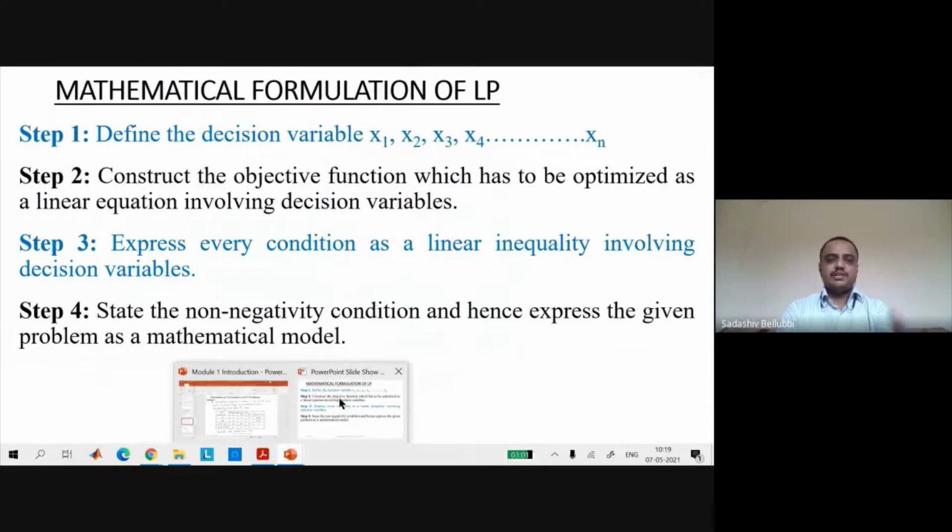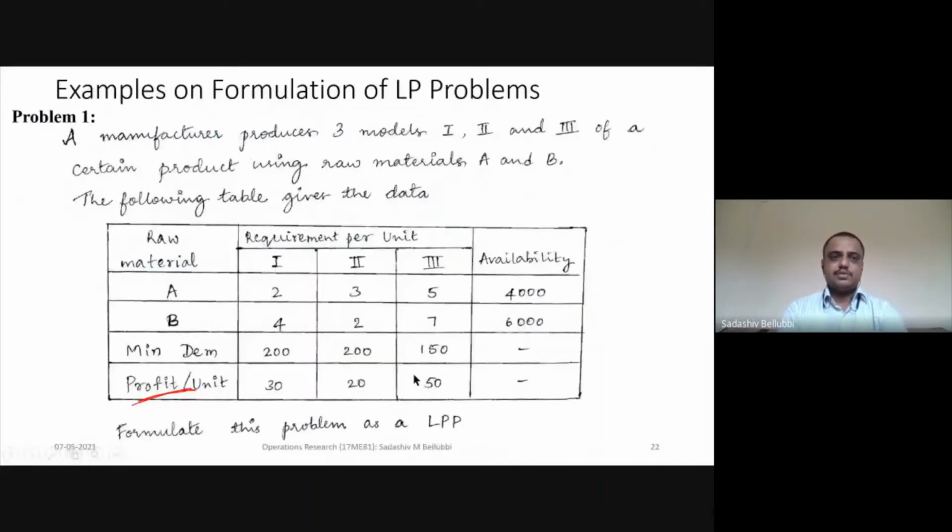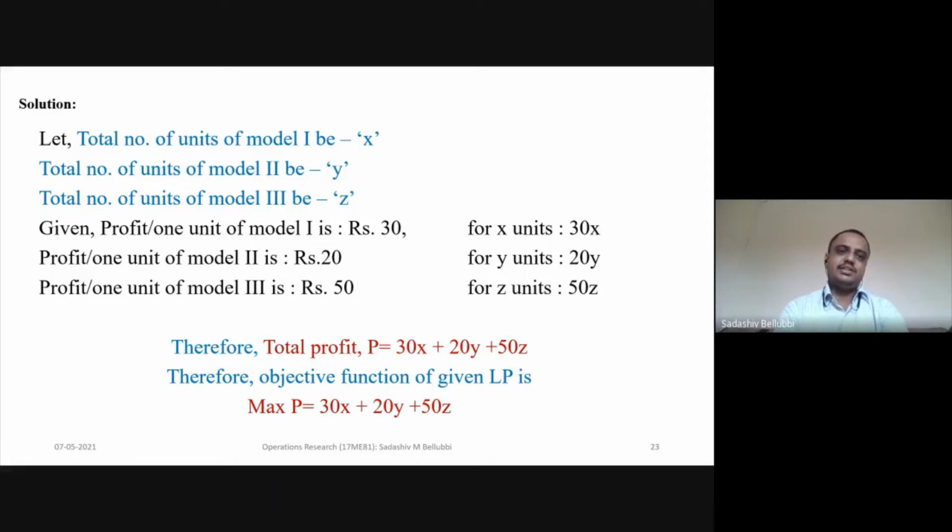So by considering all these steps, once you read this problem, a manufacturer produces three models, 1, 2, and 3 of a certain product using raw materials A and B. By reading this problem, they are given the profit per unit. So it means that this is a maximization problem. In this, we need to decide the variables. So which are all the decision variables?